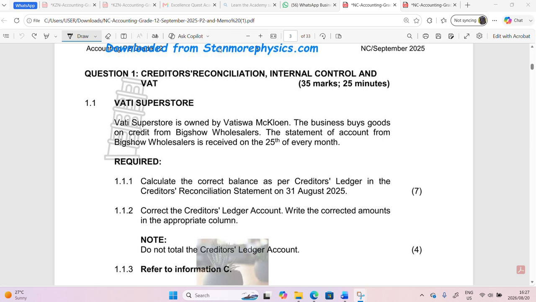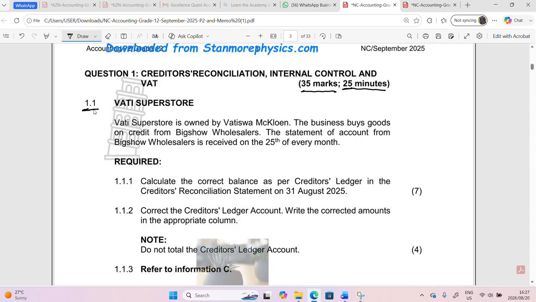Hello accounting grade 12 learners and welcome to today's lesson. In this lesson, we're going to complete a full example of a creditors reconciliation statement. So let's get started. Look at the question. It is out of 35 marks. Learners were given 25 minutes.